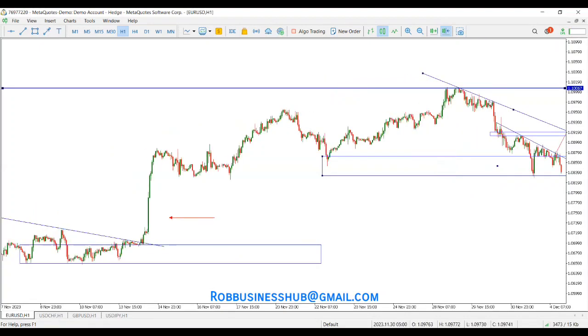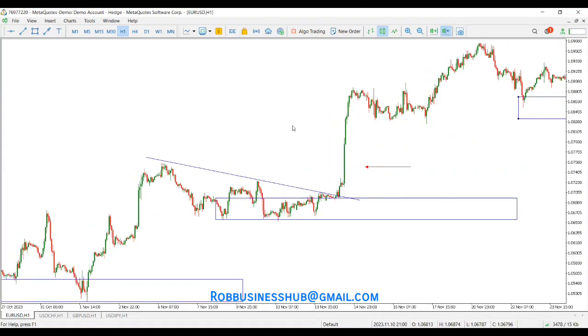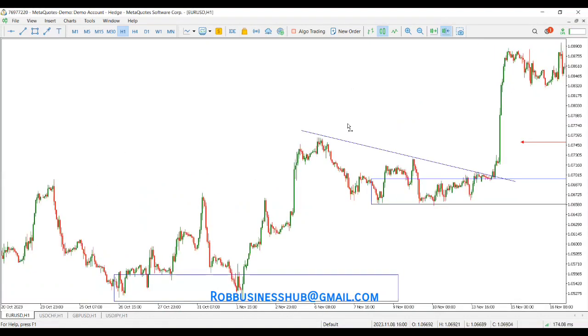Okay, so now I believe it's clearer to us. Don't just see a big body candle and jump into the market. No, you have to consider these three factors. This also applies to a bearish market, the same principle. For the bearish market, it should be on a resistance level. Then you wait for a level of breakout and retracement. Then you make sure that it's in direction with the major trend.